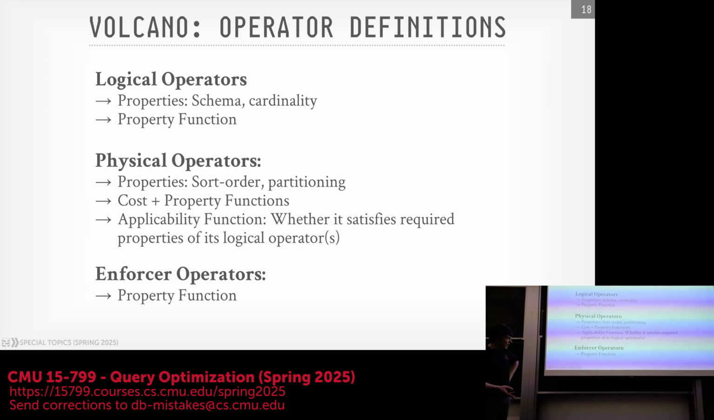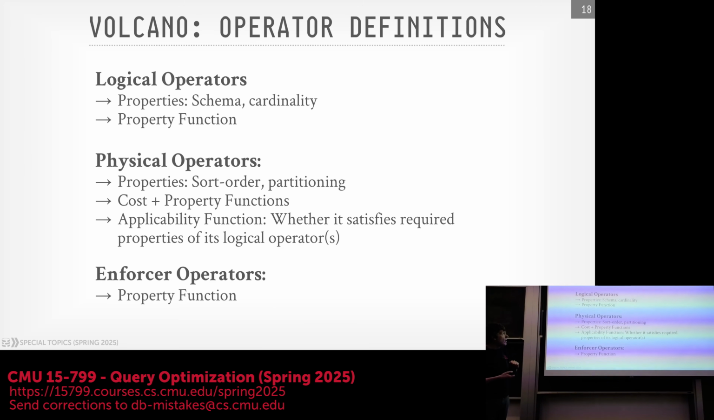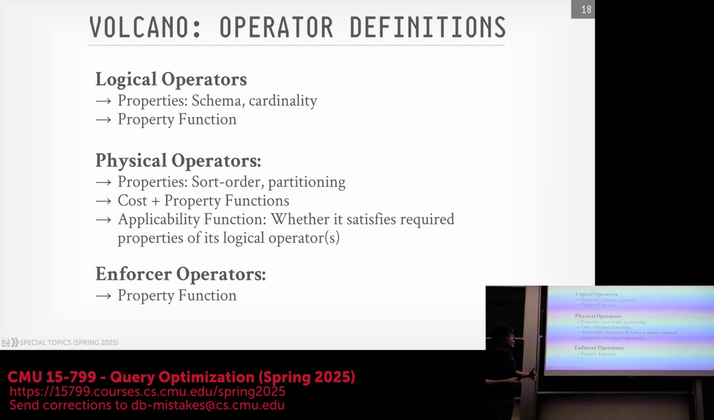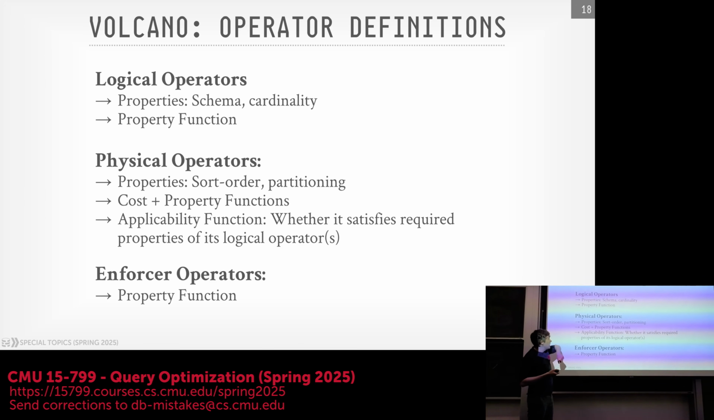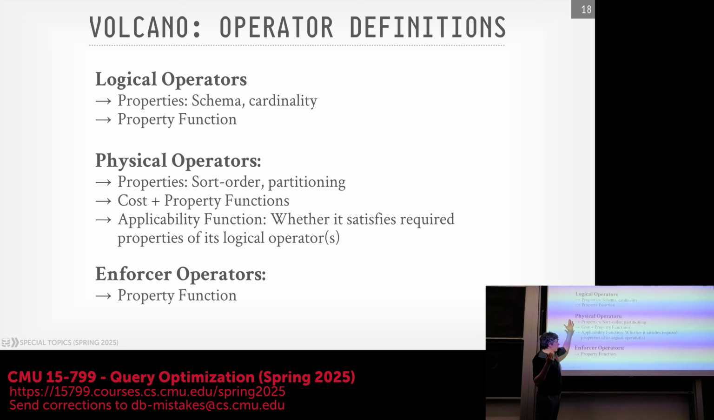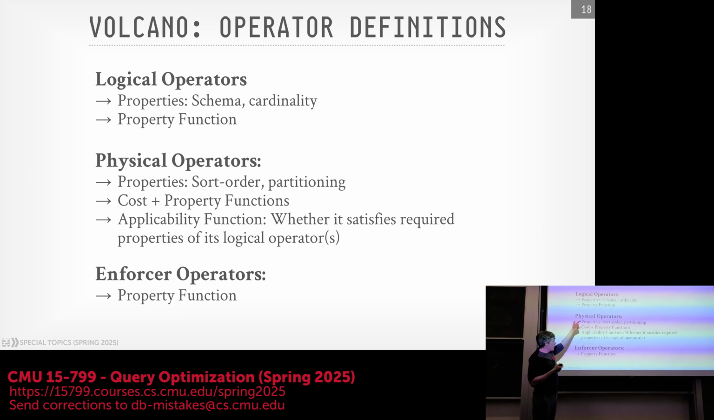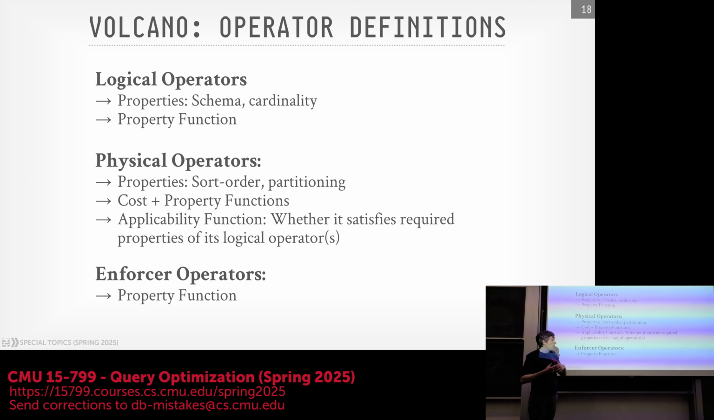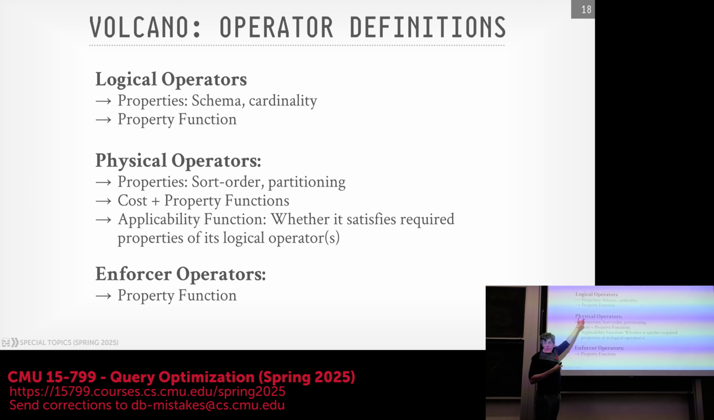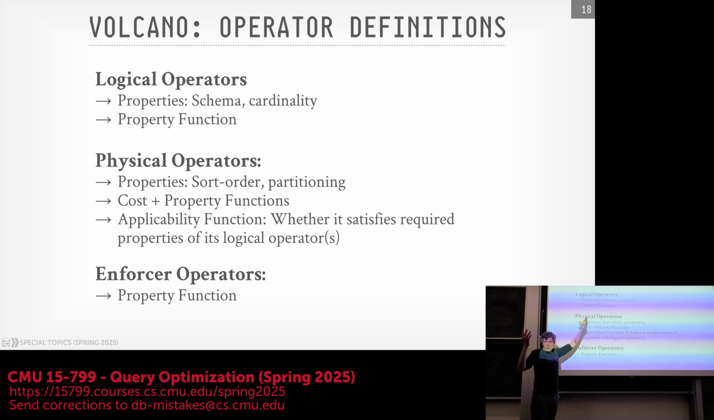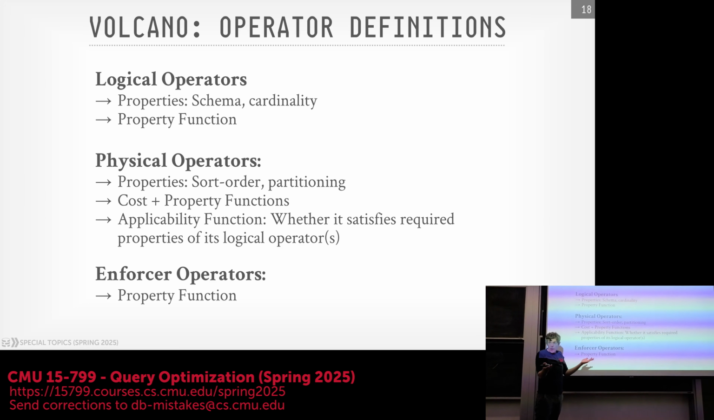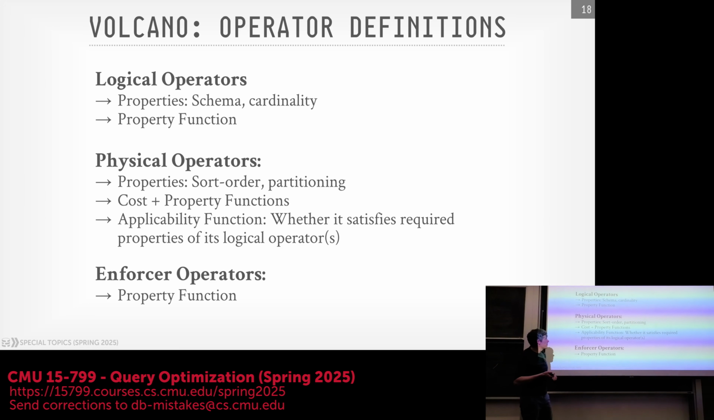This is all going to start sounding the same from what we saw before, where you have these logical operators and they have these different properties, the schema, the cardinality, and there's a property function to say, is this thing providing this property or not? For physical operators, same thing. They have their own kind of properties. They want to have a cost function because now you can say, here's the expected cost if I run this physical operator in my query plan. Whereas again, in logical operators, there is no cost. Like how much does it cost to do a scan? Well, it depends whether I'm doing sequential scan or index, right? So you can't do that there.